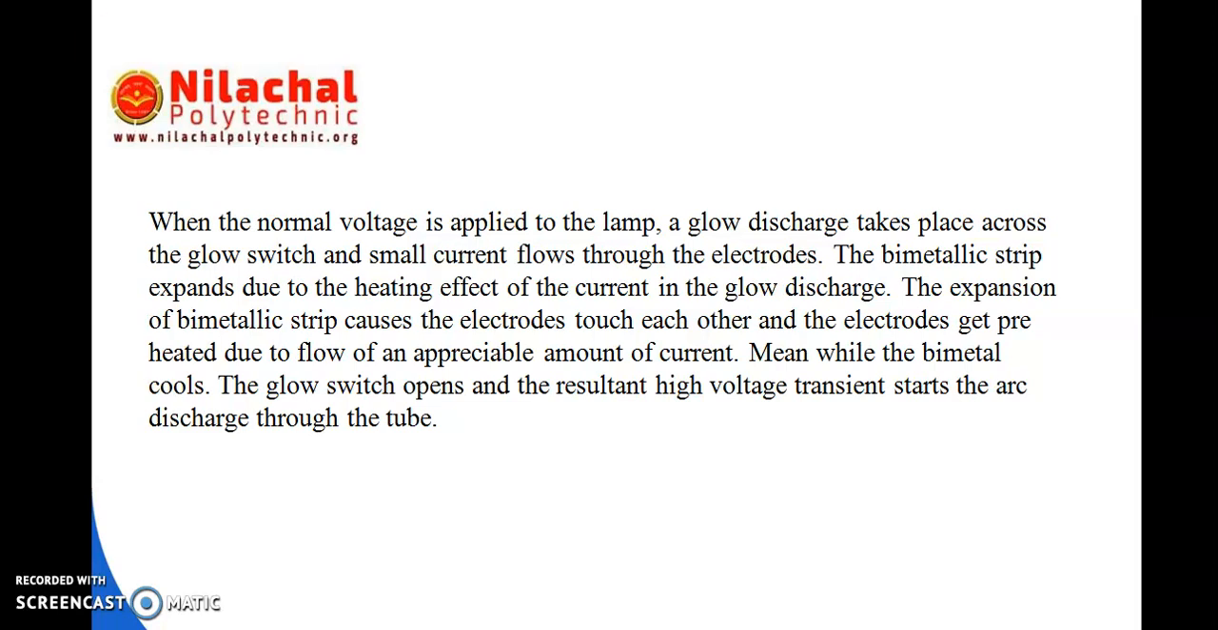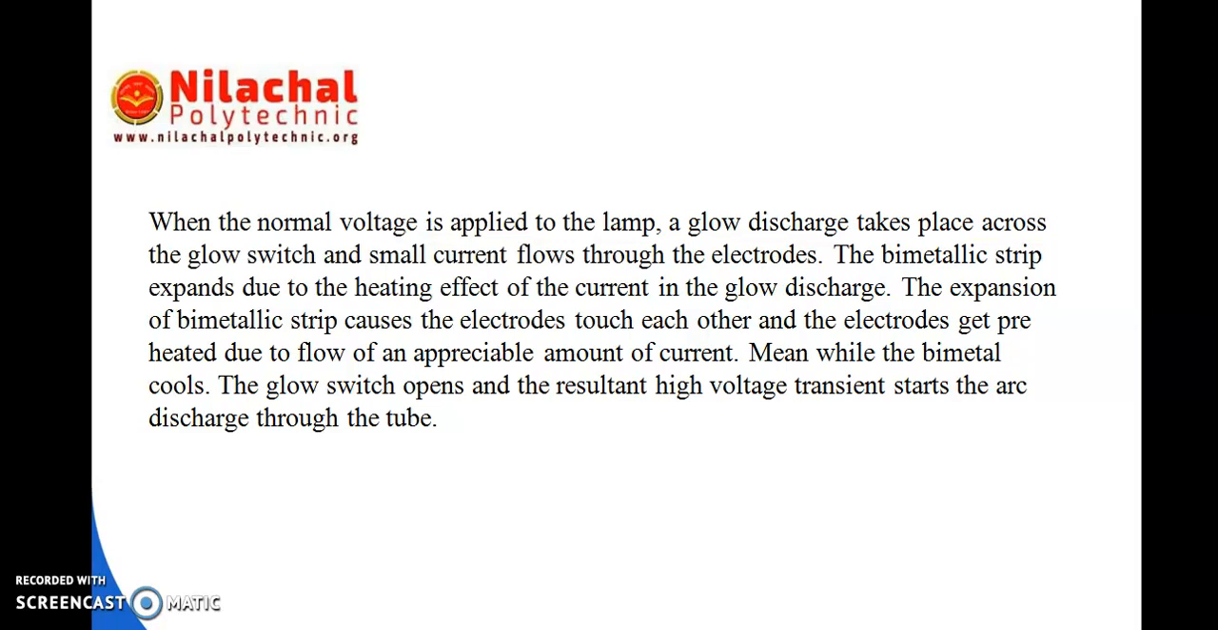So you can consider, we can use glow type structures now everywhere. When a normal voltage is applied to the lamp, a glow discharge takes place across the glow switch, and a small current flows through the electrode. The bimetallic strip expands due to the heating effect of the current in the glow discharge. The expansion of the bimetallic strip causes the electrodes to touch each other, and the electrodes get preheated due to the flow of an appreciable amount of current.